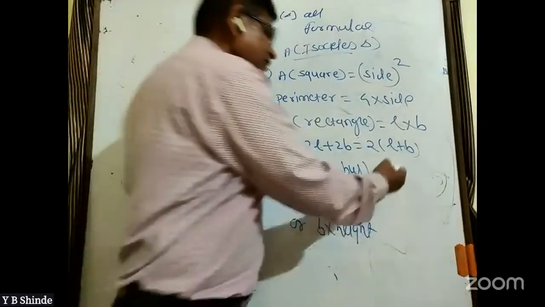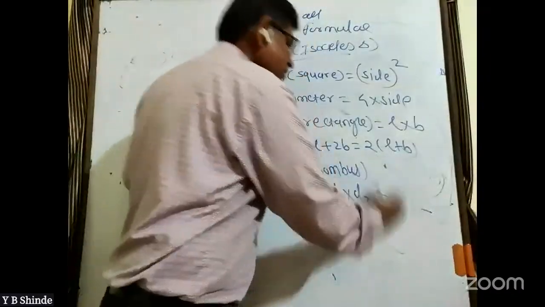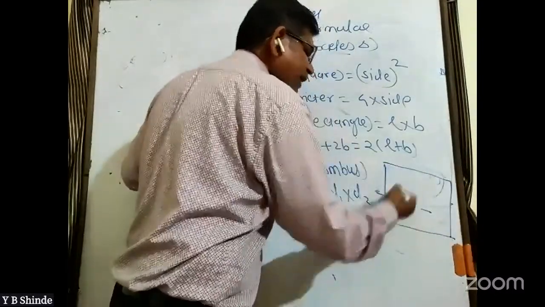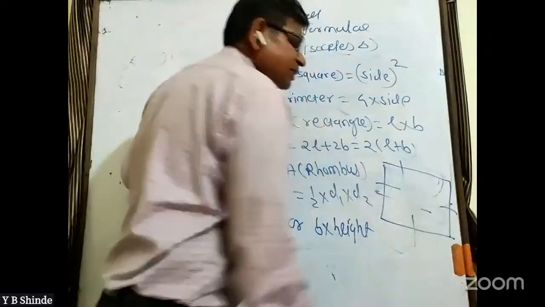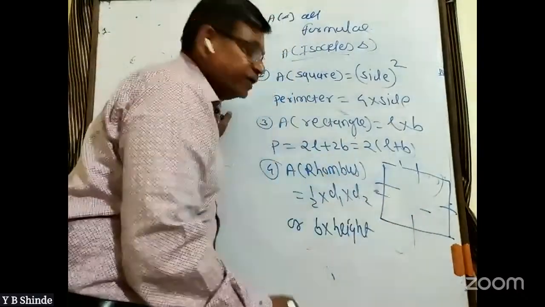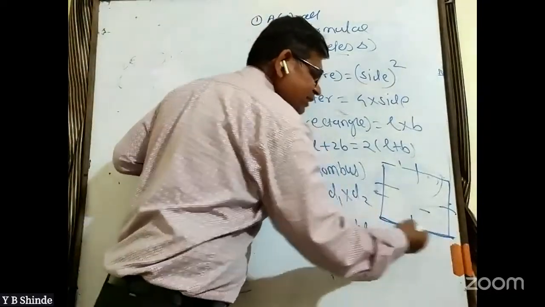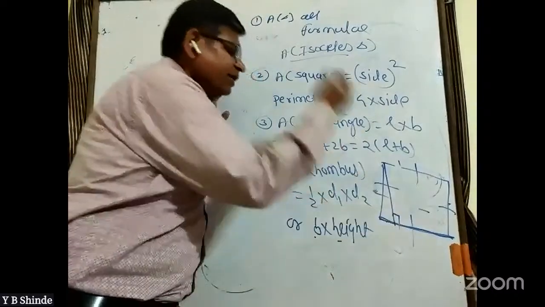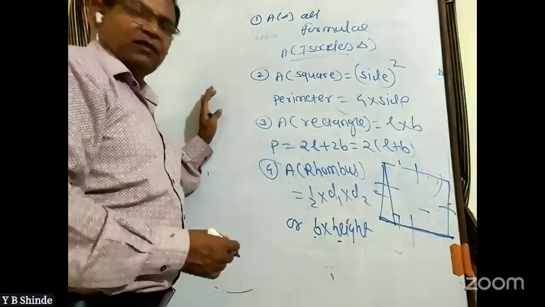If you have considered this as a rhombus, see here, this is a rhombus. All sides are equal, but angles are not equal. Rhombus. It is not a square. You have this given side. You consider this as a base. Draw this perpendicular. You will get the base into height, the area of that rhombus.